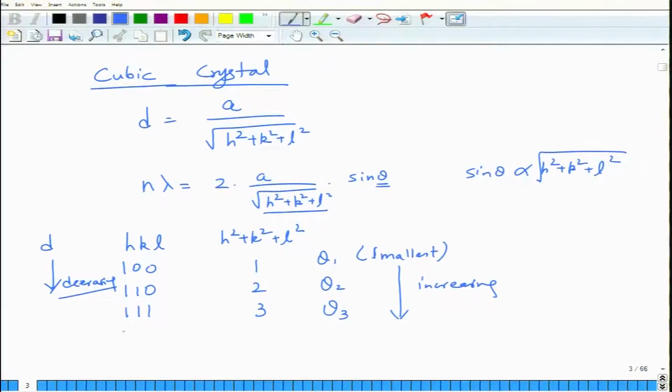So, 1 1 1, you can go to now 2 0 0, that will give you 4 theta 4, and then you go to 2 1 0, that will give you 5 theta 5, and so on and so forth. So, basically when you look at the X-ray diffraction for a cubic crystal, at least when you look at the X-ray diffraction peaks, they go in the order of increasing values of h square plus k square plus L square as a function of theta. So, as theta increases, h square plus k square plus L square increases.